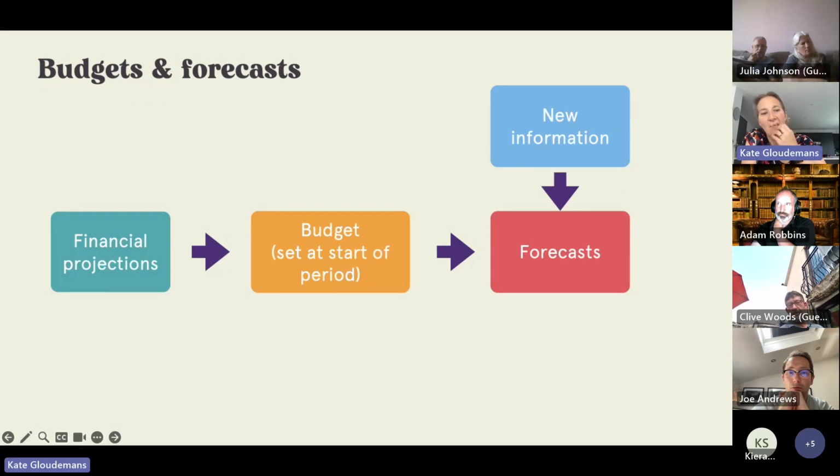Effectively, I touched on it briefly, but your financial projections are effectively a budget at the start of the period, and then as and when new information comes to light, just reforecast. Don't ignore the forecast spreadsheet that you set up ages ago, update it, because then you've got a lot more visibility as to how the business is running or likely to be running, and therefore what action you need to take.